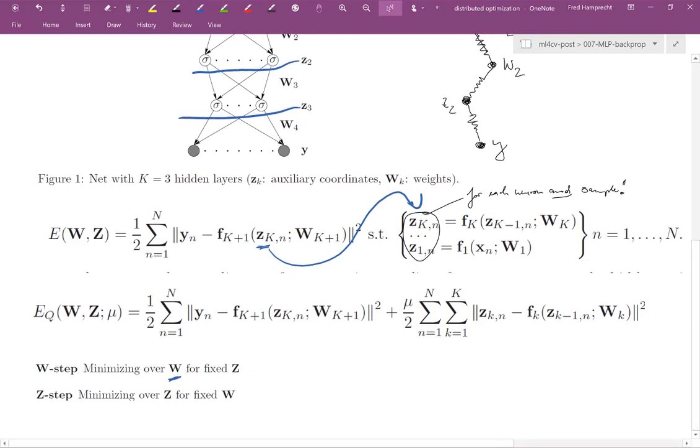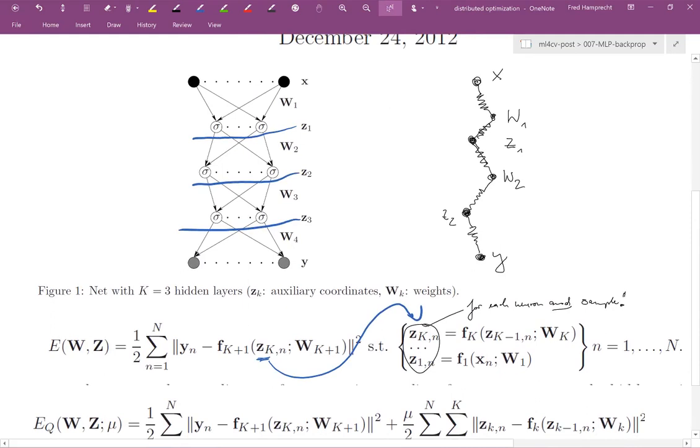And then in the Z step, I now keep my updated parameters W fixed, and I only minimize over my latent variables z, which is just the solution of a linear system of equations. And this is what I try to indicate here on the right-hand side.